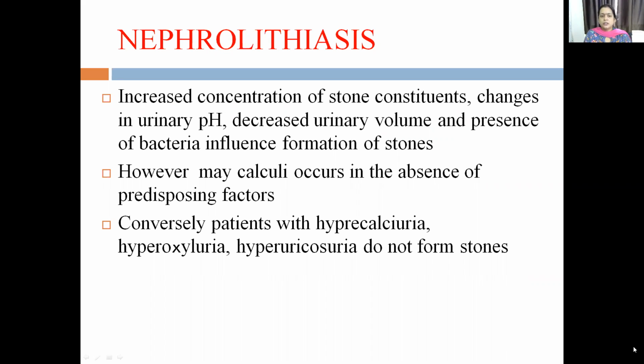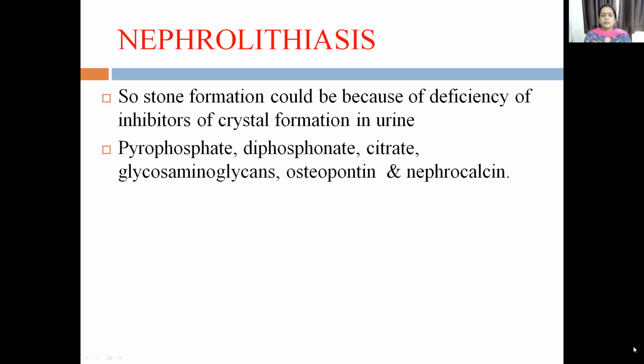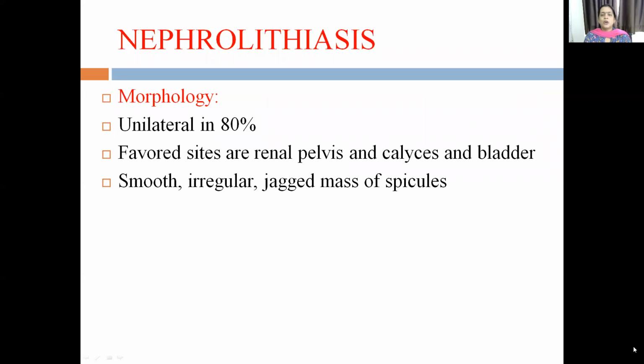So the major constituents are basically water, which we have seen. Sometimes I have also told you that there will be no predisposing cause for the formation of the stone, but it can be just a congenital cause. There should be some deficiency in the inhibitors of crystal formation in the urine, something like pyrophosphate, diphosphonate, citrate, glycosaminoglycans, osteopontin, and nephrocalcin. Okay. So what is the morphology?